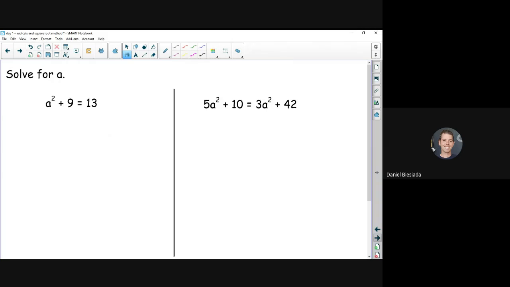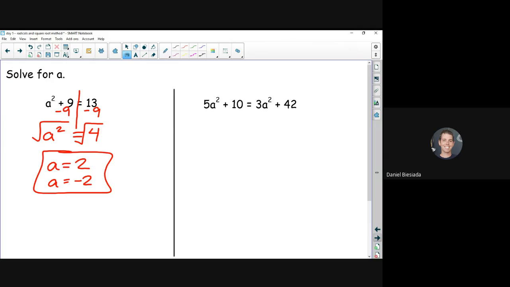Now let's take a look at a couple more. The first one up here, a squared plus 9 equals 13. Very straightforward. Again, the goal is getting the x squared, or in this case, the a squared term by itself. So I would start on this one by subtracting 9. That gives me 4. Now I can go ahead and take a square root on both sides, since the a squared is by itself. You would say that a equals 2, but your second solution would be that a could equal negative 2. Again, because negative 2 squared is also 4.